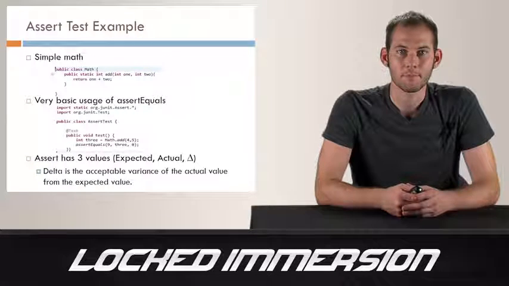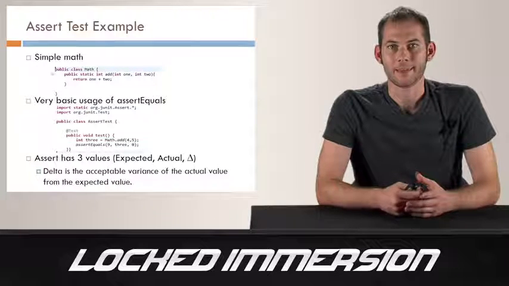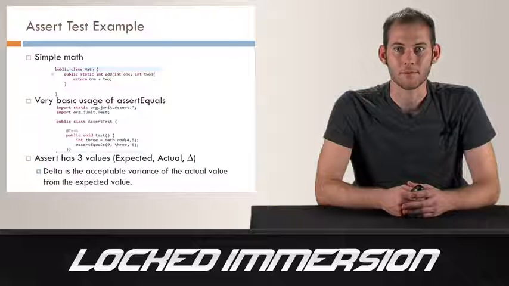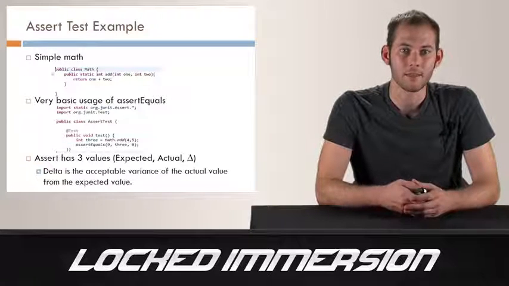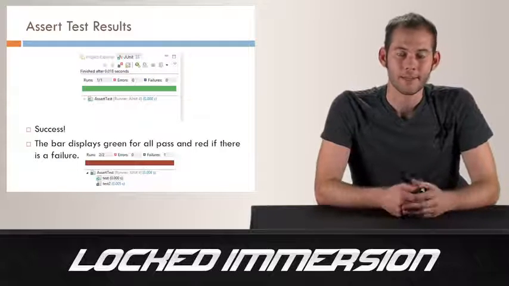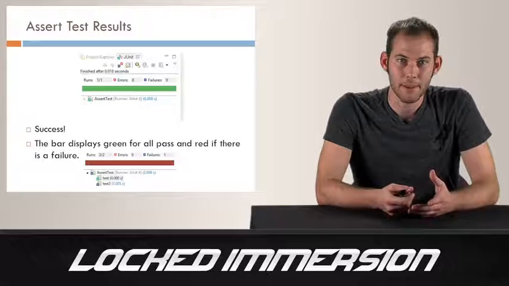The delta is more to provide wiggle room for floating point error, so that while you have some floating point error, it might still be the acceptable value. That just compensates for that. As you can see, when we ran ours, I got green bar. Green bar is good. Green bar means all tests passed.